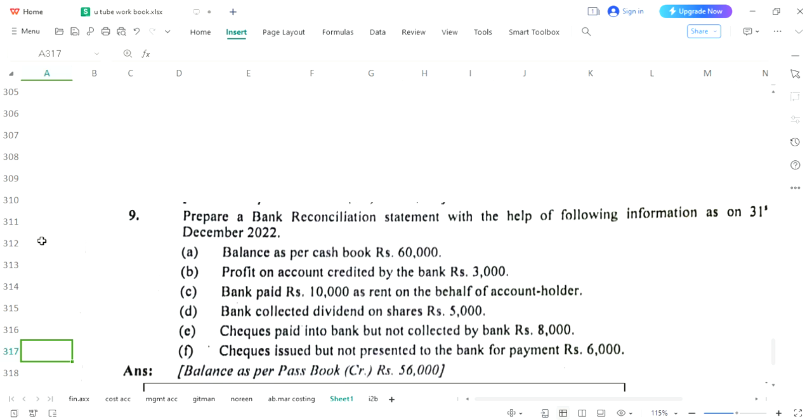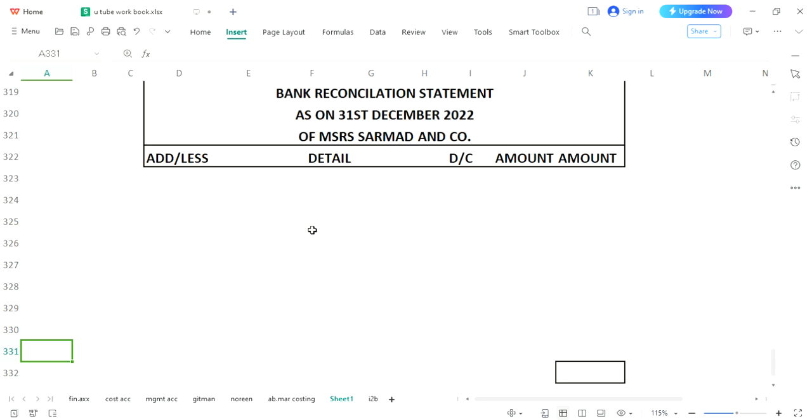Today's target is to solve question number 9. The chapter we are dealing with is cash book and bank reconciliation statement. As you can see, we need to prepare a bank reconciliation statement, so we will make it. As usual, our proforma is ready.